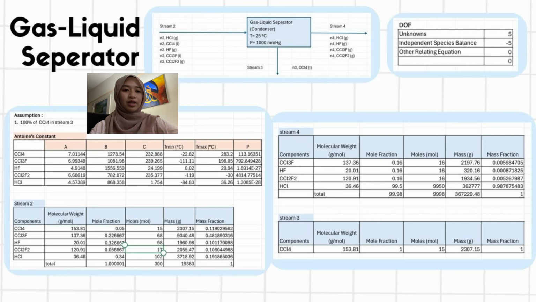Based on the separation, with HCl remaining in the gas phase, in terms of mass HCl contributes about 362,777 grams in stream 4, accounting for a mass fraction of 0.9879. This confirms that HCl is the major product in the gas stream. To summarize, we successfully separate and recover HCl in the gas outlet, achieving high purity and selectivity.